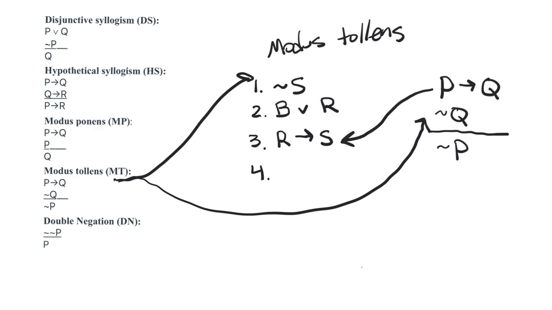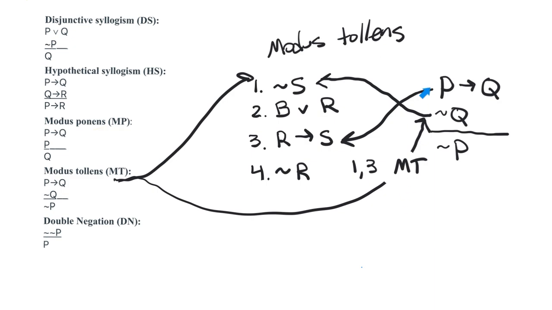Here's a conditional. Here is the negation of the consequent of that conditional. And so we get the negation of R. That is, tilde R can be derived from lines 1 and 3 using the modus tollens rule of inference.